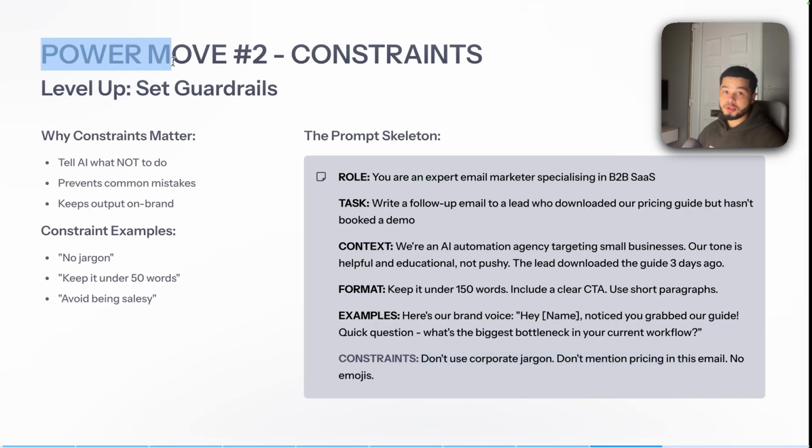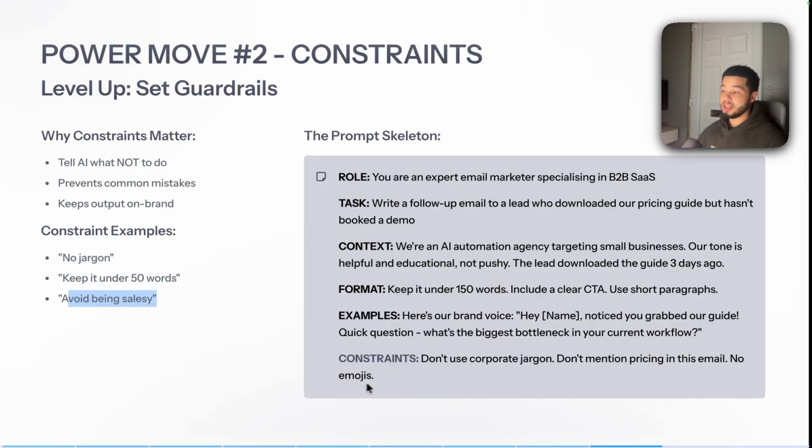Now, power move number 2 is constraints. So the first one was examples, the second power move is giving the AI constraints. This is a real level up, and this is setting the guardrails for the AI. Now, why constraints matter is because we tell the AI what to do, we prevent common mistakes, and we keep the output on brand.